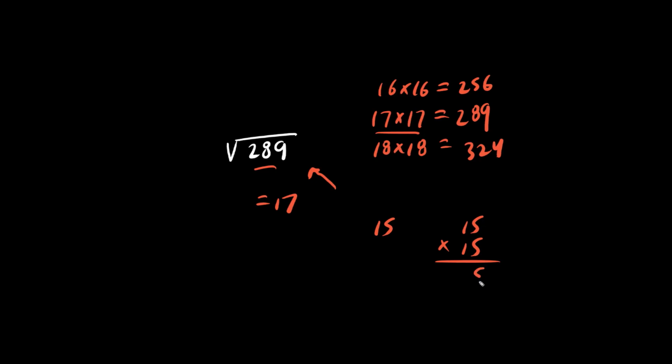5 times 5 is 25. 5 times 1 is 5, plus 2 is 7. 1 times 5 is 5. 1 times 1 is 1. We add this up. We have 225. So we guessed too low. So the next time, just pick a number that's higher.